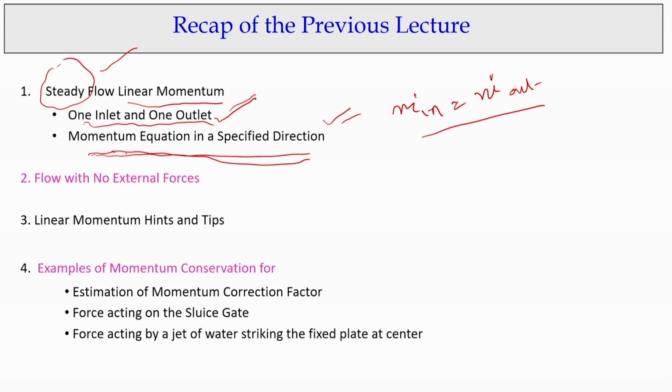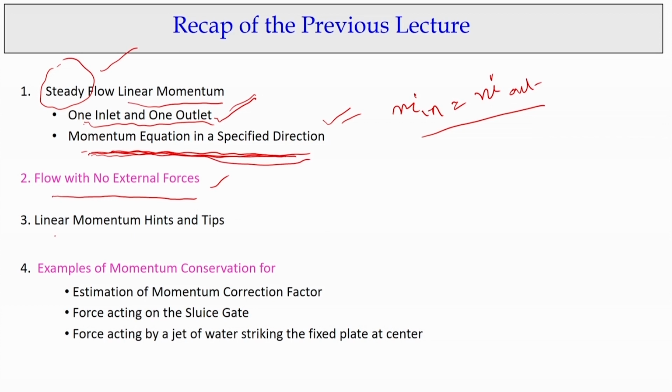Similarly, when I apply the momentum equation in specific directions, as you know, the momentum equation can be written in three scalar components, x, y, z, for the Cartesian coordinate system. In that way we can apply the momentum equations for polar coordinate systems also. So we can apply the momentum equations in a specific direction in such a way that we can solve the problems. Then flow with no external forces, like a spacecraft, where there are no external forces.